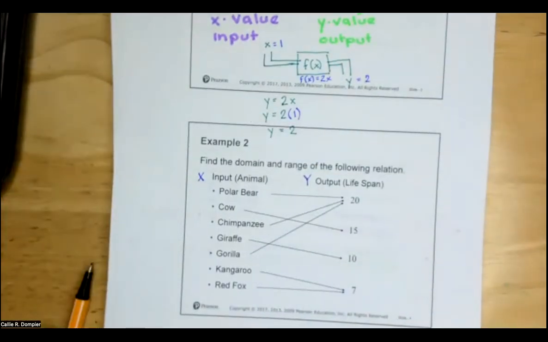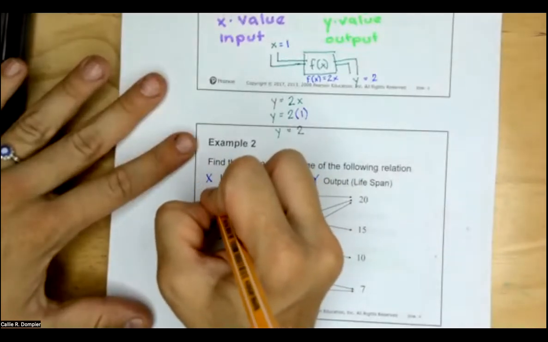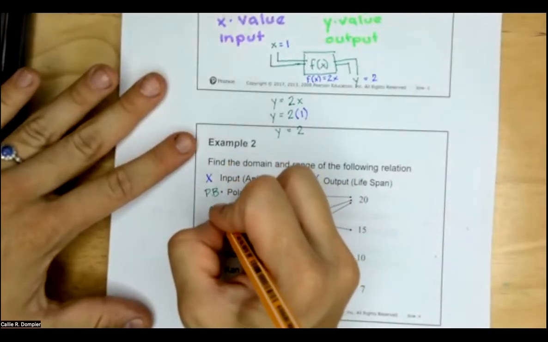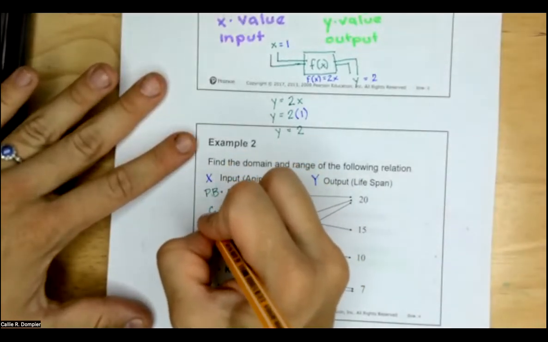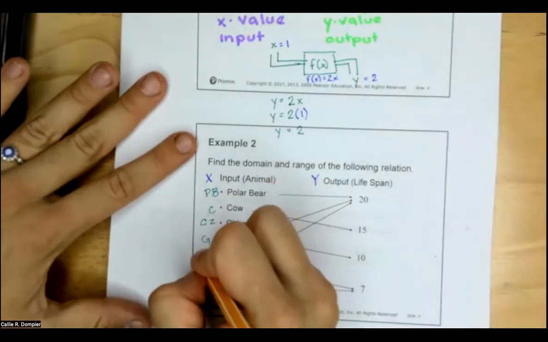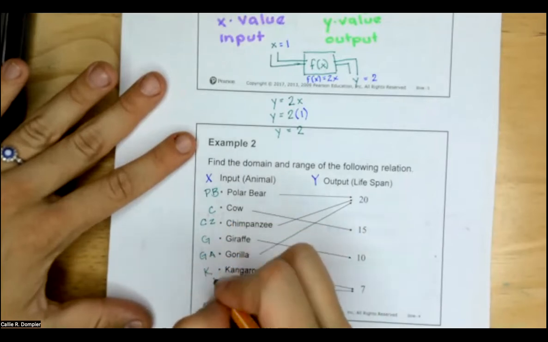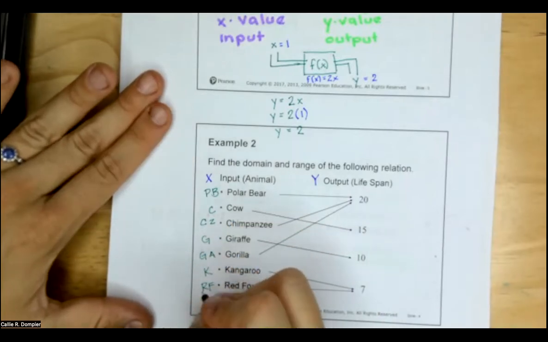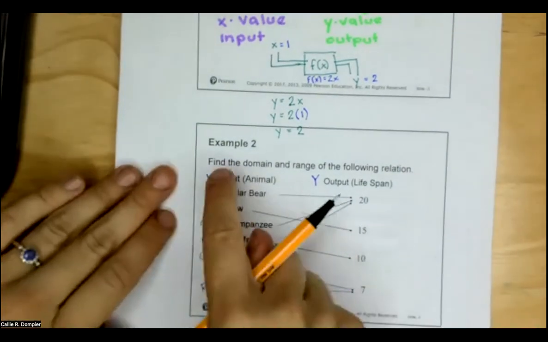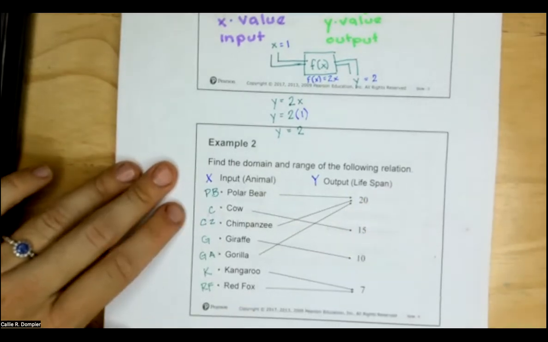Okay. What are the domain and range of the following relations? I'm going to shorten them. So this, you could just say PB, C, chimpanzee, CZ, I don't know, giraffe, gorilla, kangaroo, red fox. Did I repeat any letters? No. So those are my inputs, and then my outputs are 20, 15, 10, and 7.